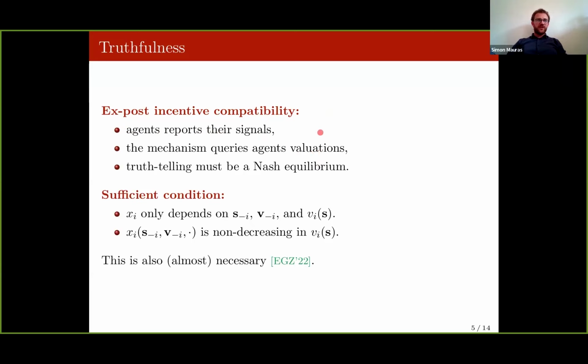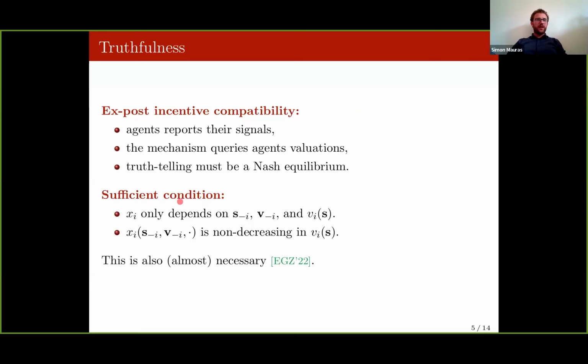So we're going to consider this game where agents will first report the signal. Then the mechanism might query agents' valuation functions using the signals. And we want that in this game, truth telling must be a Nash equilibrium. This would be our definition of what truthfulness, incentive compatibility means. And so this is a strong requirement, but we can come up with some sufficient condition for this to hold.